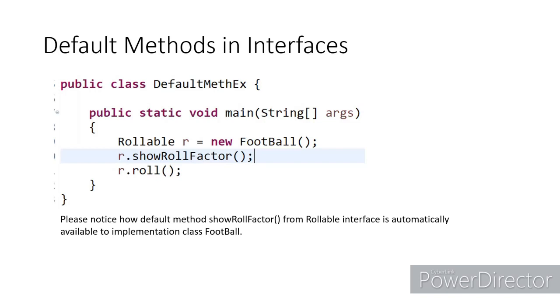Because it is automatically available, there is no compulsion on you to override it. Okay. So that's what it's saying. Please notice how the default method show roll factor from the rollable interface is automatically available to the implementation class football. Okay. So because it is available, I can directly create a reference of the football class and I can directly invoke that default method on it. If there was one more default method, I can invoke that default method also over here directly. Okay. So that is what this default method is about.